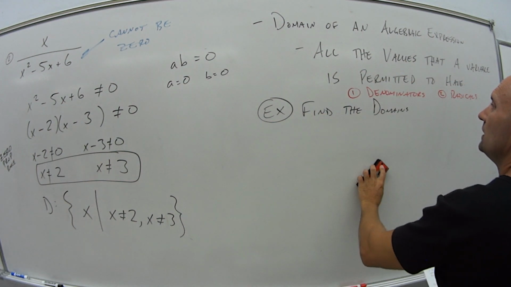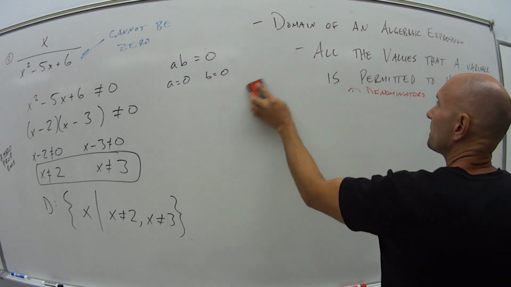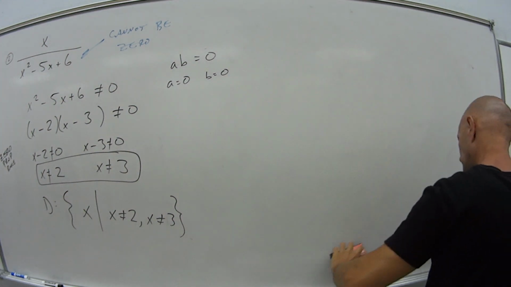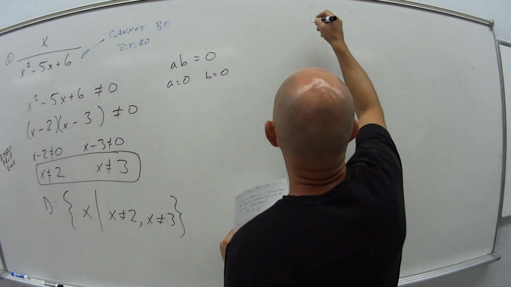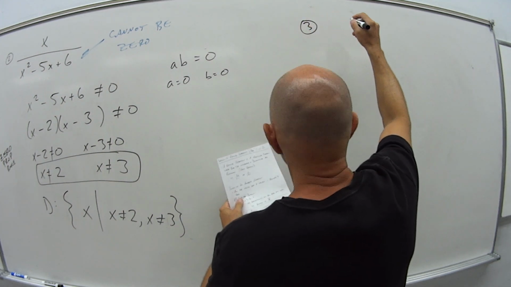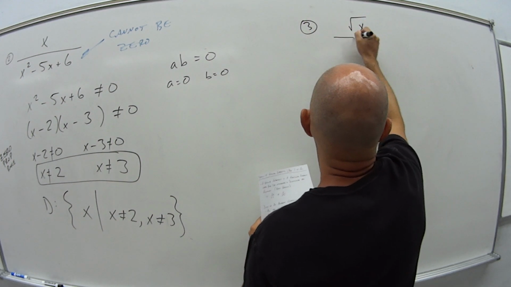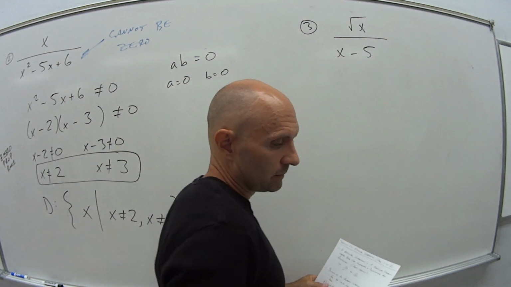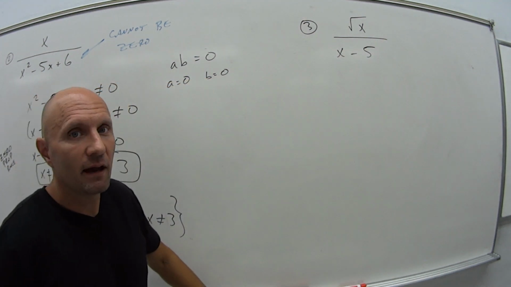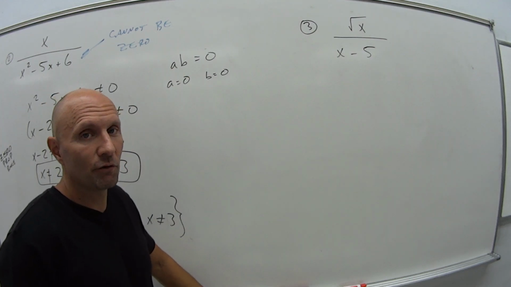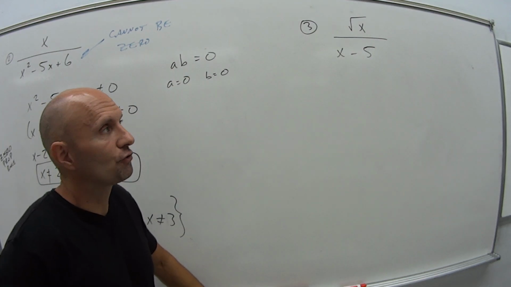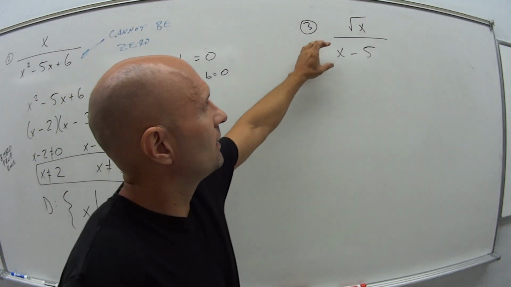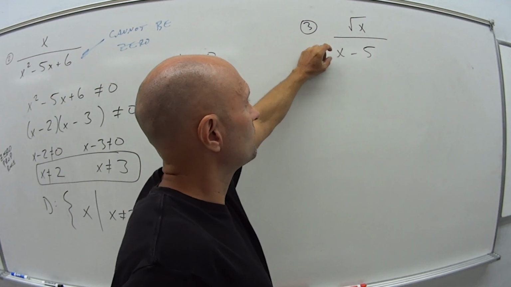And then lastly, number 3. What if I have the square root of x over x minus 5? So do I have a denominator? Yes. Do I have a radical? Yes. So I have to be careful with both of these. Let's do the denominator first. That looks like it might be the easiest for us.